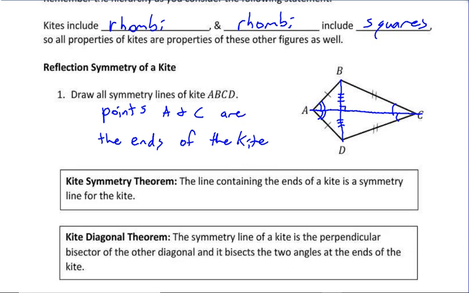The kite diagonal theorem says the symmetry line of a kite is the perpendicular bisector of the other diagonal, and it bisects the two angles at the ends of the kite. So the kite symmetry theorem kind of told us the kite diagonal theorem. It sort of flowed out of that as a natural progression.